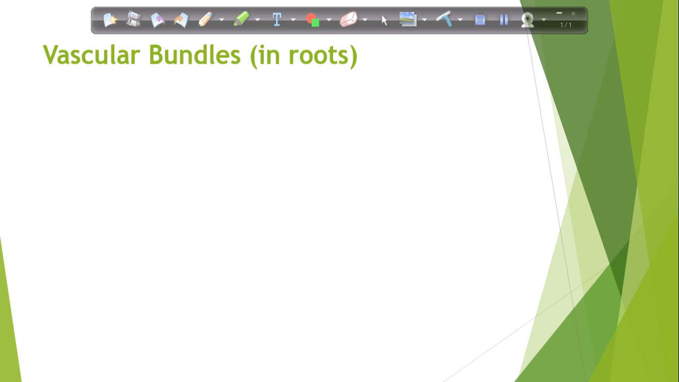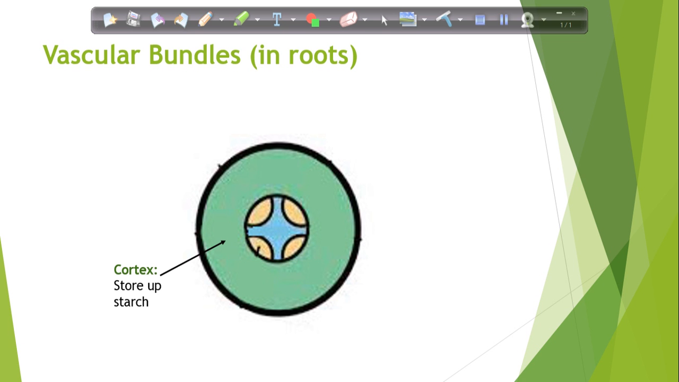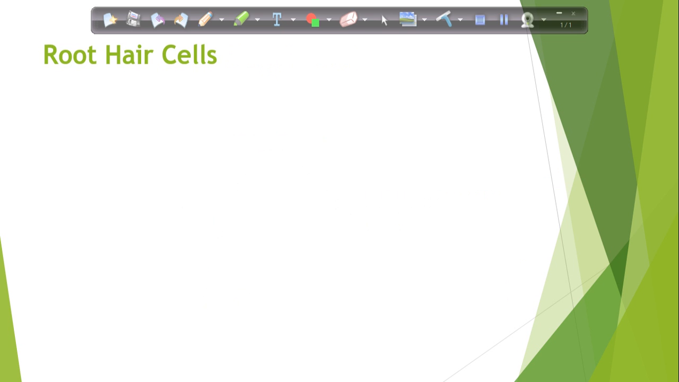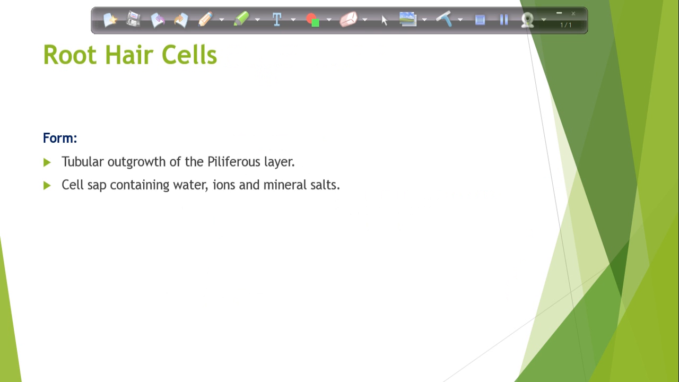In the roots, there is also the cortex and the epidermis, also known as the piliferous layer. The xylem and phloem are arranged differently from within the stem. Lastly, we have the root hair cells. These cells are actually tubular outgrowths from the epidermis, and their cell sap contains water, ions, and mineral salts. Its function is to absorb these substances.